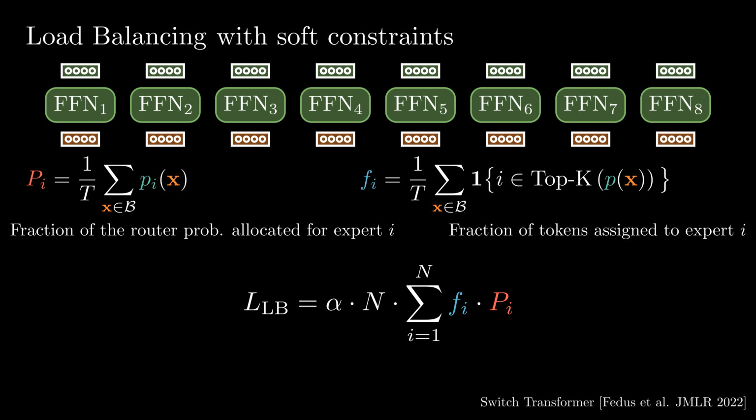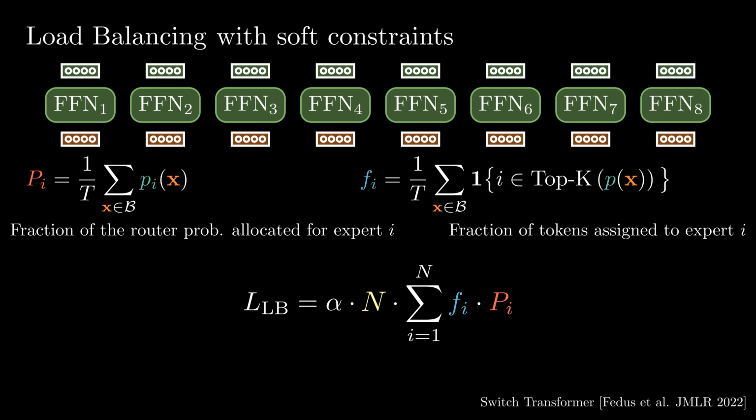The load balancing auxiliary loss encourages both the fraction of tokens assigned to each expert and the average router probability per expert to approach 1/n, promoting equal expert usage and balanced token distributions. Here, alpha serves as a hyperparameter that controls the influence of the load balancing loss during training. If alpha is set too high, the load balancing loss can dominate the overall objective, potentially hindering the primary task. Conversely, if alpha is too low, the effect on load balancing becomes negligible.